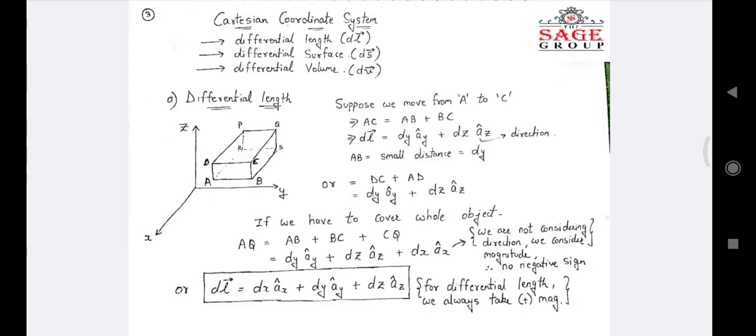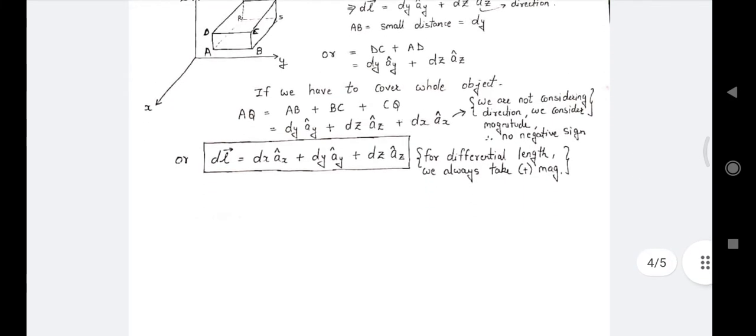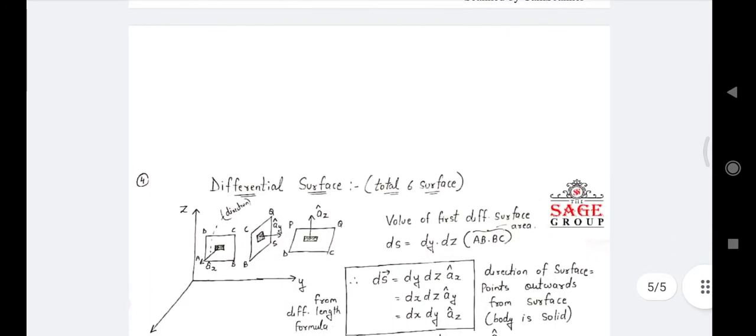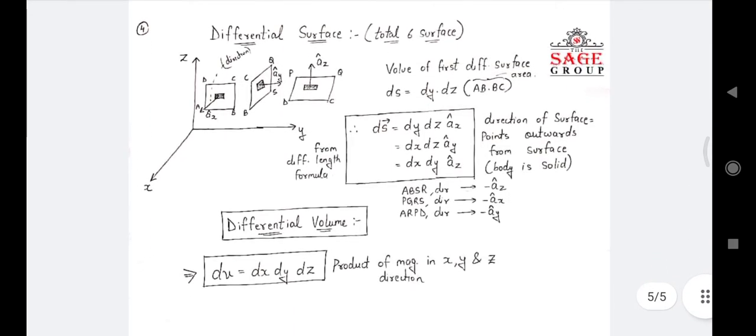So for traveling from A to Q, or covering the whole object, what will be the differential length in case of a Cartesian coordinate system? We can easily say that it is dx ax, dy ay and dz az. Now in a similar fashion we can see the differential surface.